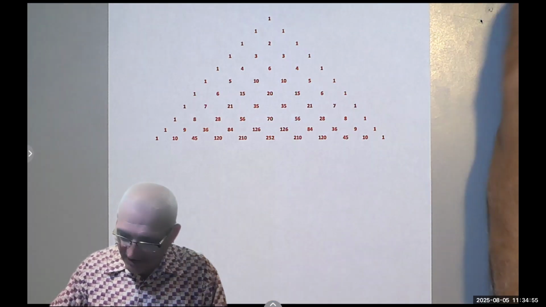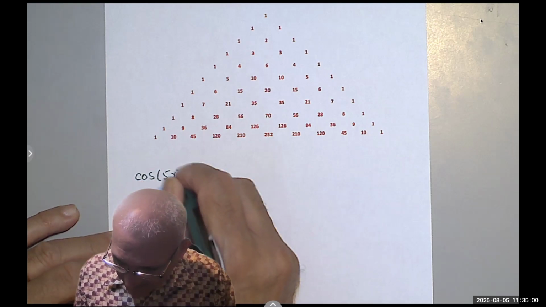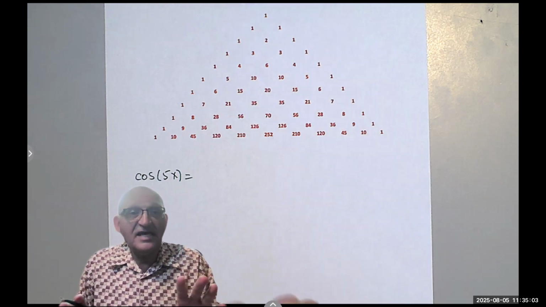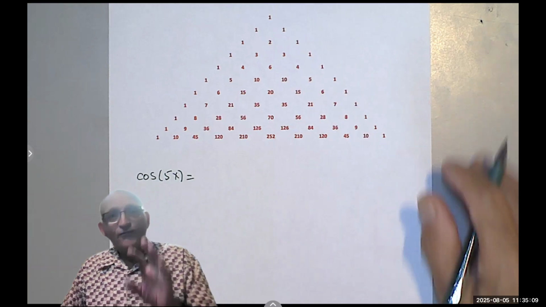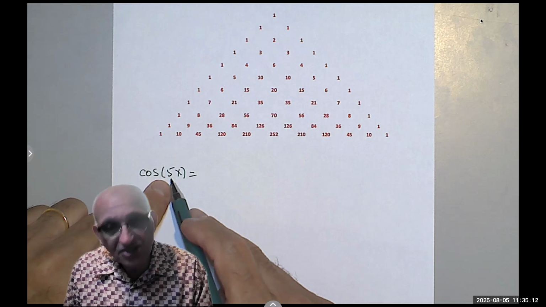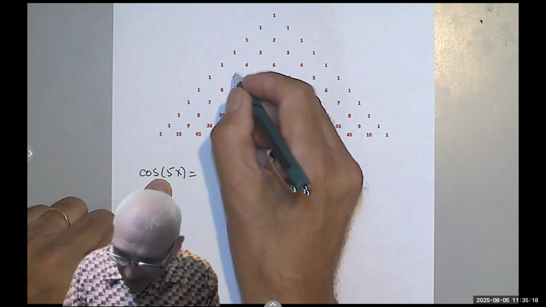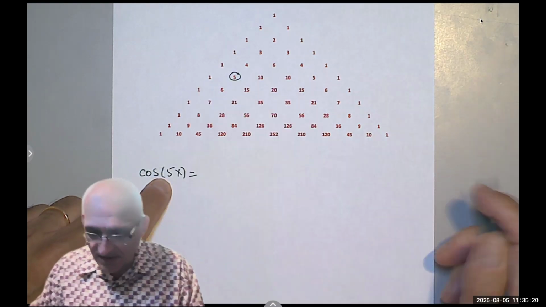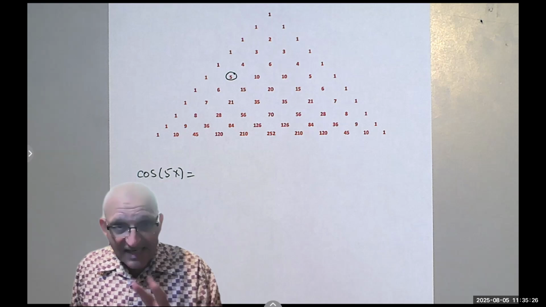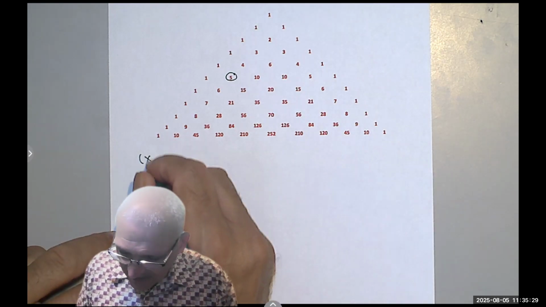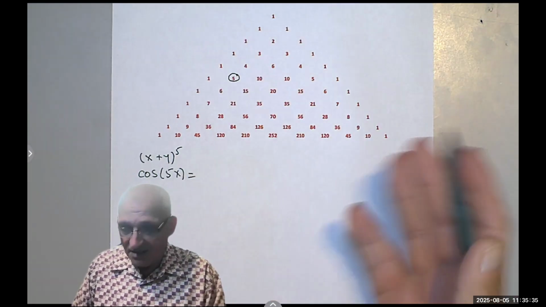But what if I tell you, for example, expand cosine of 5x in terms of just sine x and cosine x? How do you do it using Pascal triangle? First, we have to identify which row is the row of fives. Of course, it is the row that starts with a 5 after the leading one. So this is the zeros row, the ones row, the twos row, and the fives row. Second thing I want you to do is to expand x plus y to the fifth, which you learned probably in algebra using this Pascal triangle.